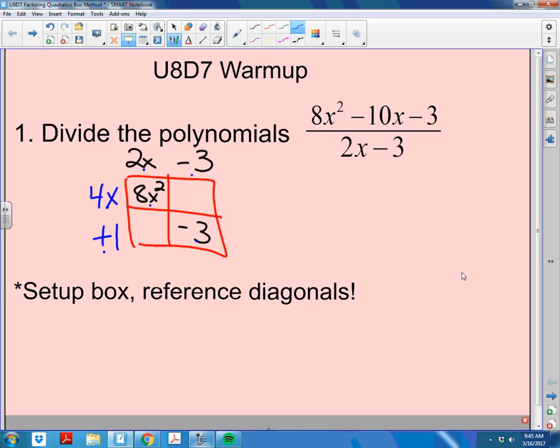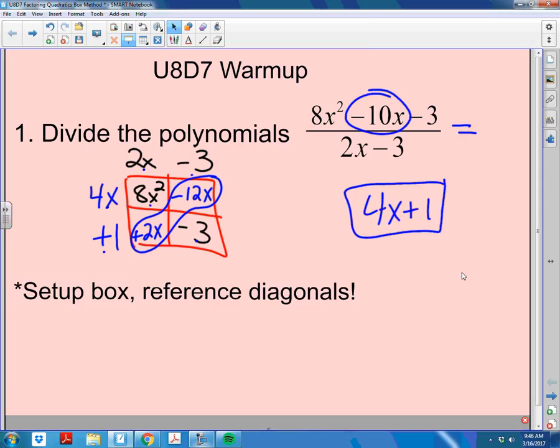And then we go ahead and fill in these diagonals. This would be positive 2x. This would be negative 12x. And we're doing that so that we make sure that our sum equals that b term. It does, so we know that the answer to this division problem is 4x plus 1, right?